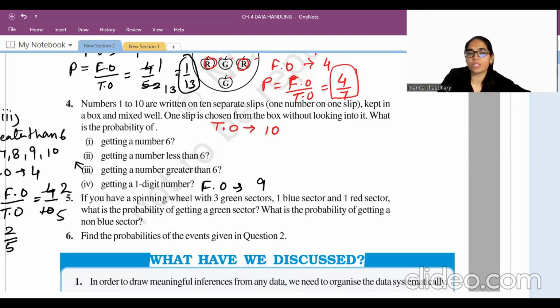So favorable outcomes 9. What is the probability? Favorable outcomes upon total outcomes. There are 9 favorable, total 10. 9 by 10 is the answer. Clear? Okay. Now move to question number 5.